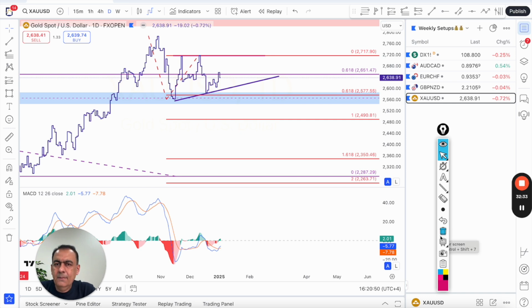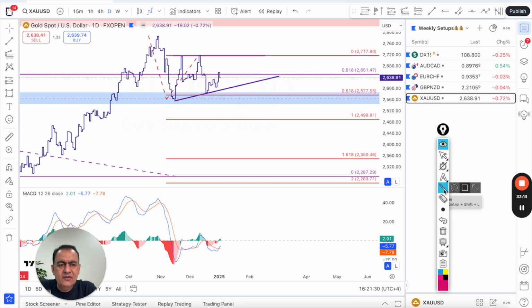In case sellers break the rising trend line of this triangular consolidation, then the next extension is 2577, retest of 2651, and continuation towards 2490. This is the best I can look for the sellers in the short term. Otherwise, based on the 3 monthly time frame chart, I feel the buyers have an edge and they will continue to control gold, and any dip should be taken as an opportunity.